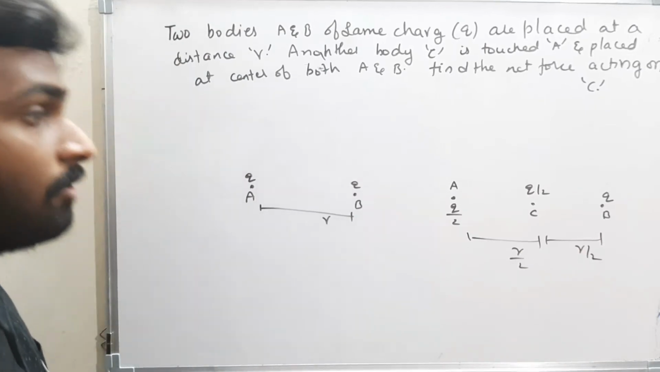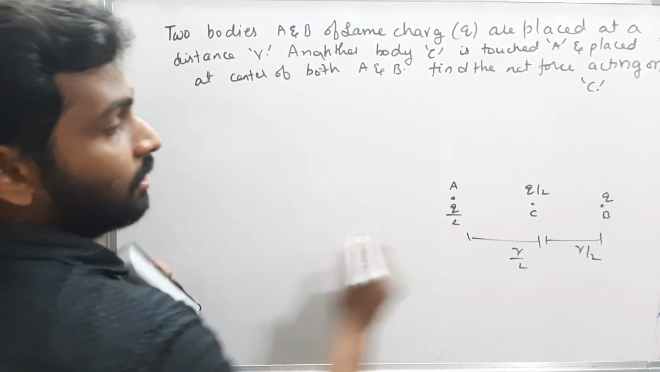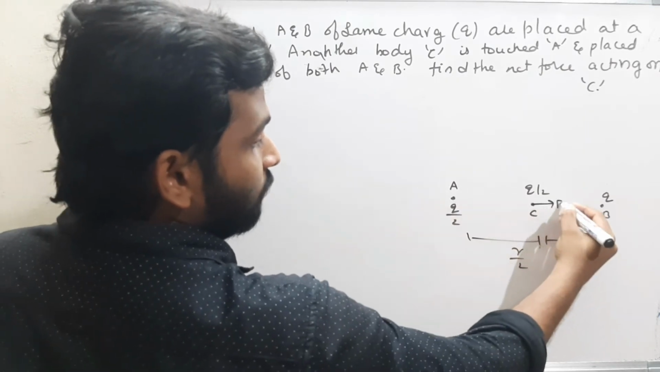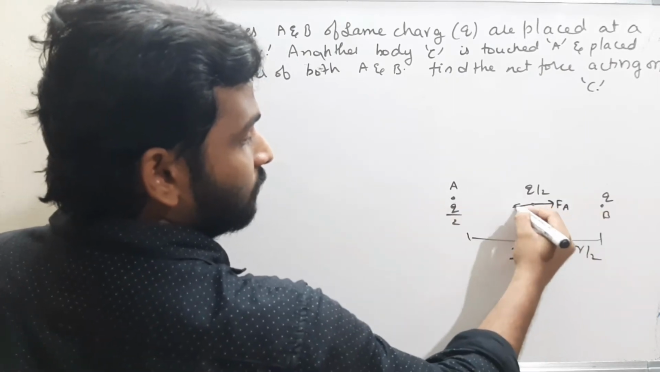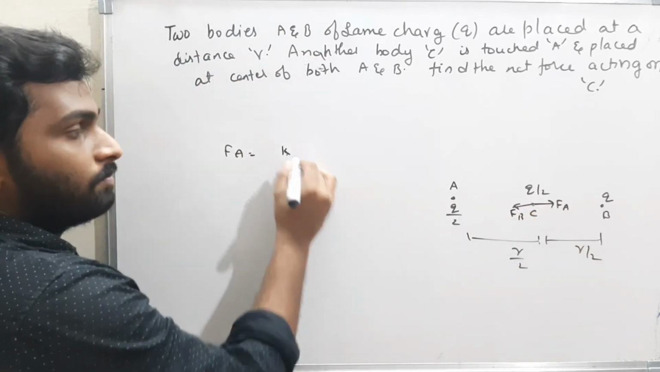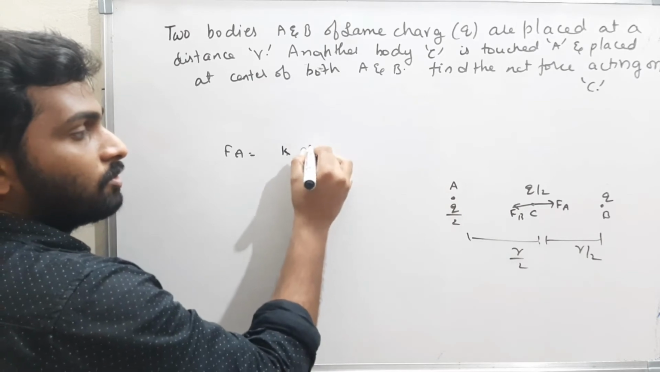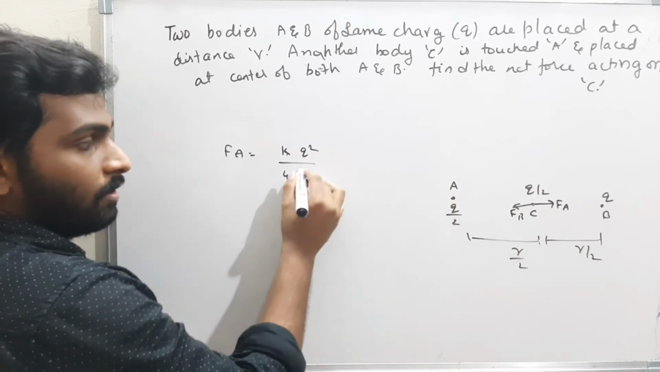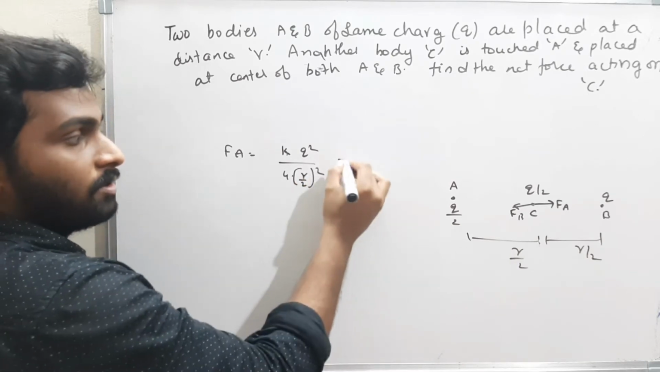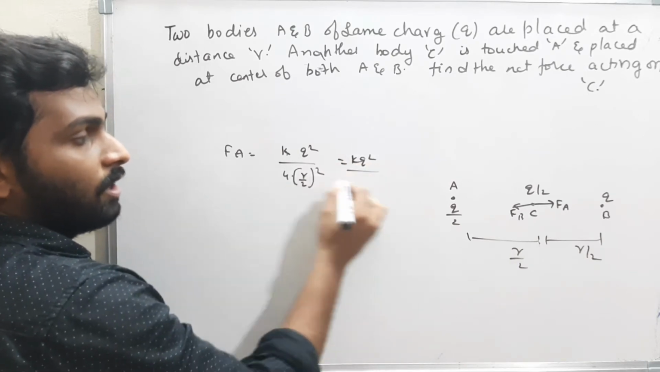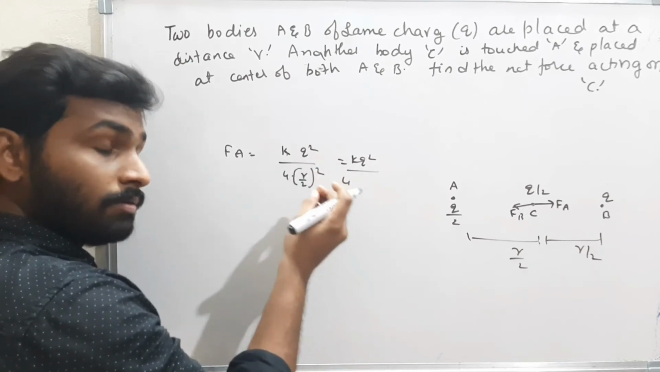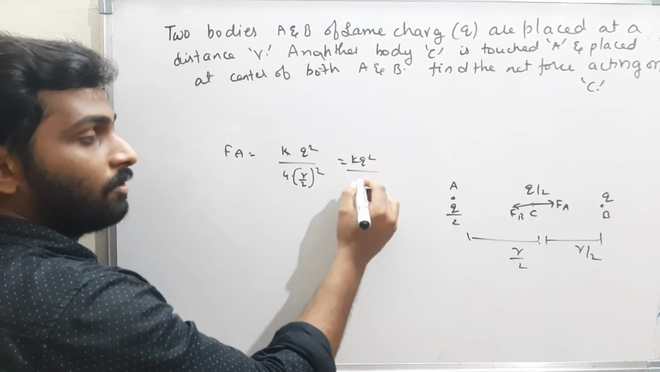Now what they told to find? They told to find the force acting on the body C. What is the force acting on the body C? Because of the body A, the force will be Fa in this direction. Because of B, the force will be Fb in this direction. Now what is Fa? Fa is equal to K into Q by 2 into Q by 2, which is Q square by 4, divided by the distance, which is R by 2 whole square. That is K Q square by 4 into 4 by R square, where R by 2 squared is R square by 4. So 4 by 4 is cancelled out, leaving K Q square by R square.